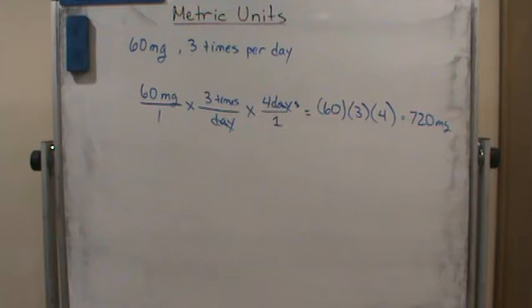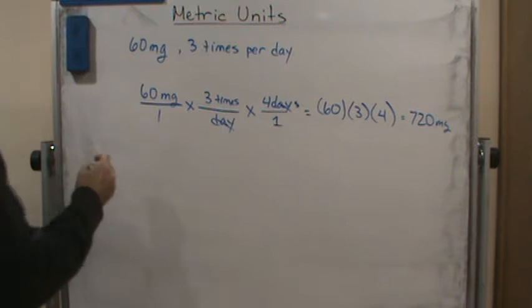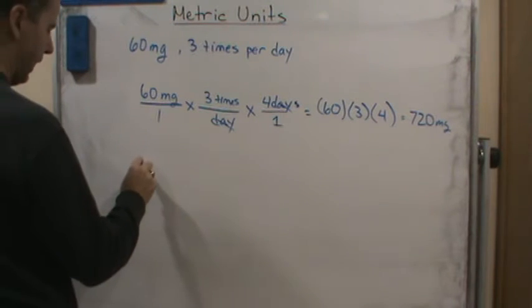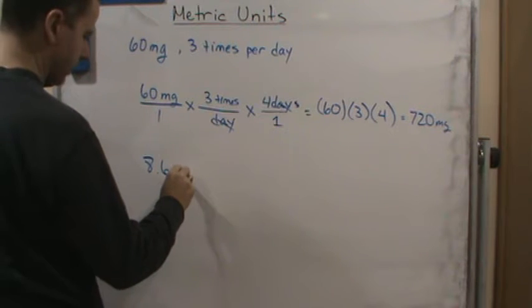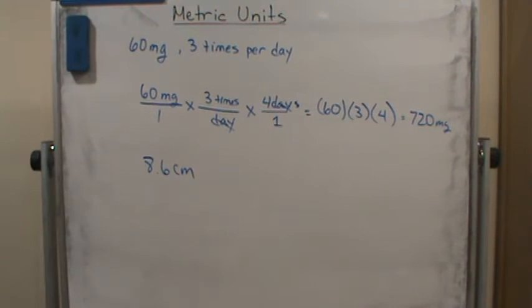Okay, here's another one. In this example, it says the length of a steel component is given as 8.6 centimeters. Okay. So we have a length that's given as 8.6 centimeters, right? And it's the length of a steel component. It says, what is the greatest possible error of this measurement in millimeters?